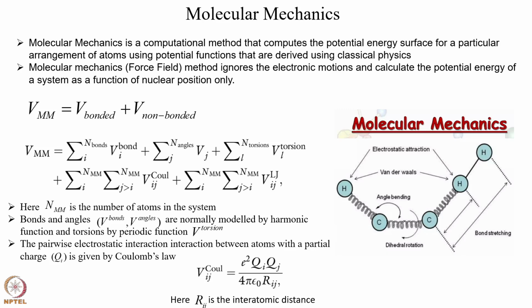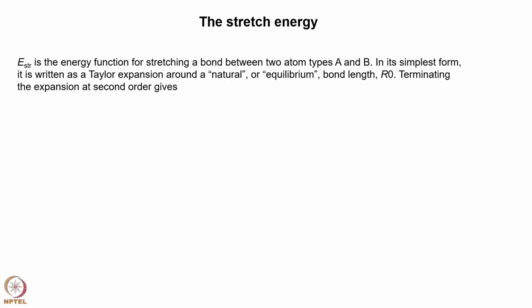Now, we will go through the terms one by one and try to understand how the individual forms of the potentials look. So, in most cases, we consider that bonds are like springs. If you stretch the spring, it will behave like Hooke's law. Now, the first thing is the bond stretching energy. E stretch is the energy function for stretching of a bond between two atom types A and B.